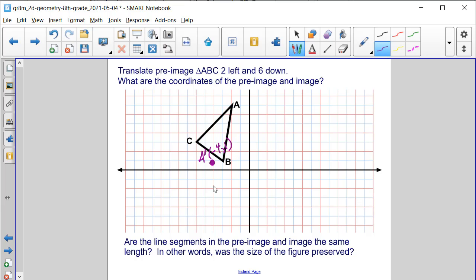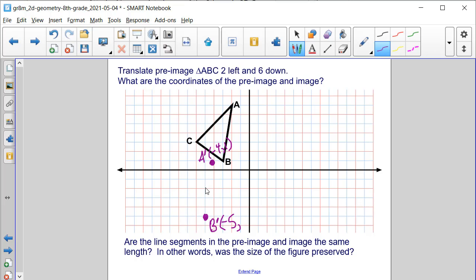All right, let's do the same with point B. We're going to go to the left 2 units and down 6. 1, 2, 1, 2, 3, 4, 5, 6. So this is going to be point B prime, and its coordinates are 5, -5.